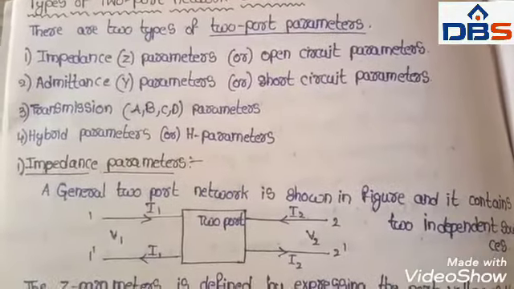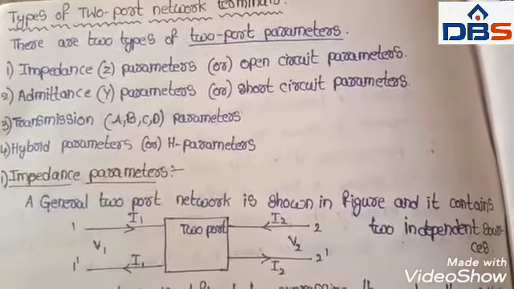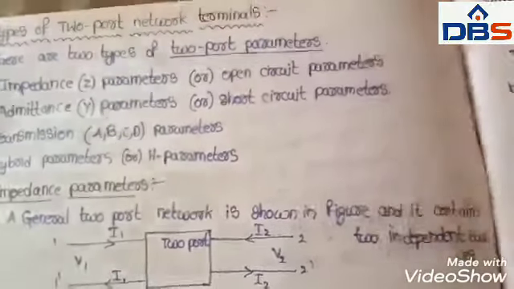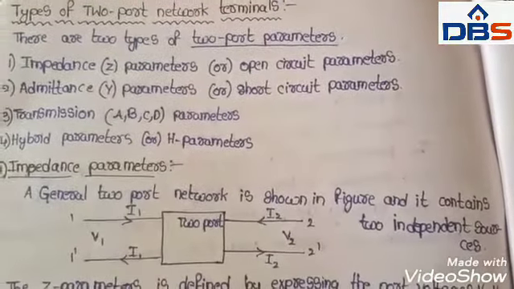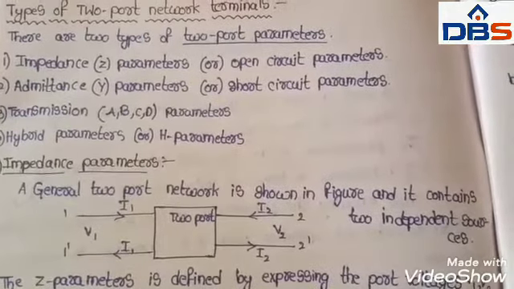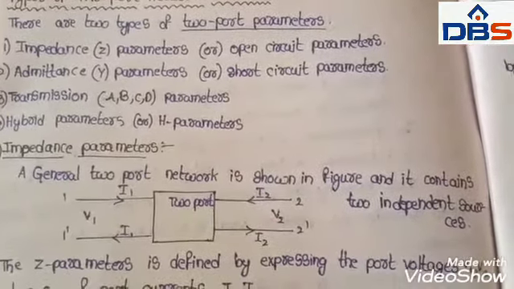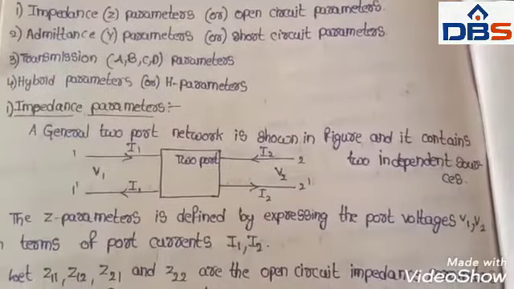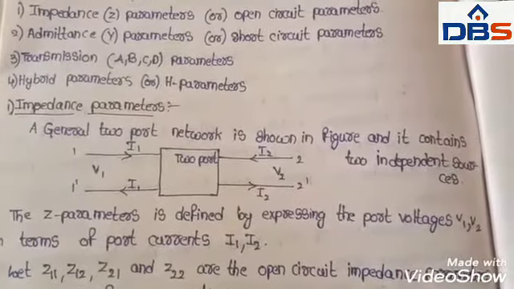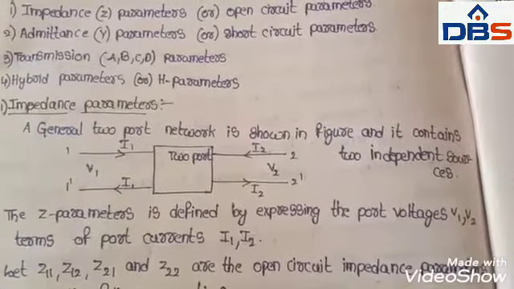So, types of two port parameters. There are mainly four types. The first one is impedance parameters, or open circuit parameters, or Z parameters. The second one is admittance parameters, or Y parameters, or short circuit parameters. The third one is transmission or ABCD parameters. The fourth one is hybrid parameters or H parameters.